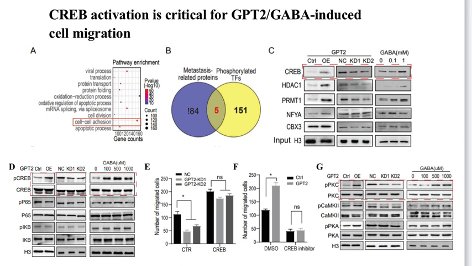Among the 5 proteins, CREB protein was found to be the key to inducing migration of breast cancer through a phosphorylation enrichment test and total protein phosphorylation test. CREB protein expression, even if GPT2 is knocked out, does not affect the migration of breast cancer cells. But after using CREB inhibitor, our overexpression of GPT2 results in a decrease in cell migration ability.